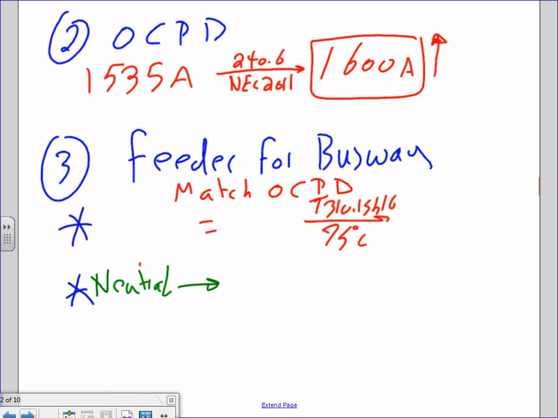Feeder for the busway. That makes sense. And I know I gave you guys a copy of the stuff, so it expedites the process. Otherwise, it'll be a lot of writing. Okay, feeder for the busway.